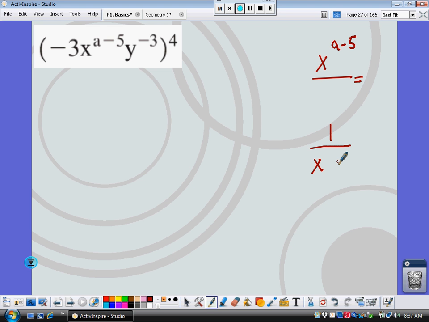Close. Very close. If it's x to the negative 3 on top, it's x to the positive 3 on bottom. If it's x to the positive 3 on top, it's x to the negative 3 on bottom. When you move it across, you change the sign, right? That's exactly it. It'll be a negative a plus 5. You would change both signs.